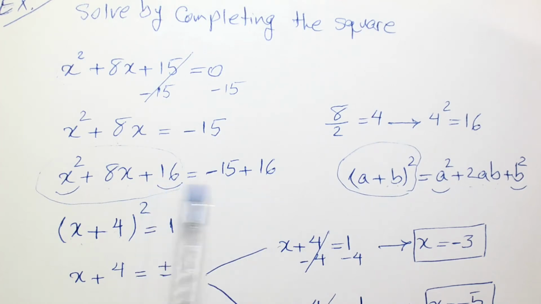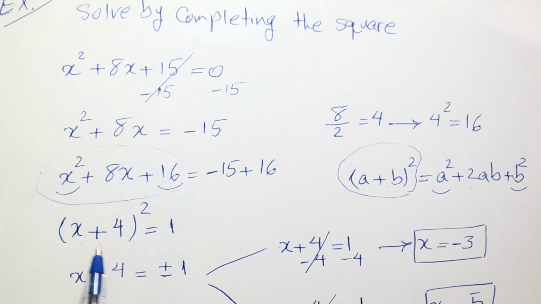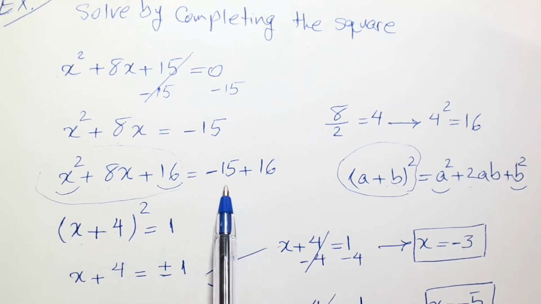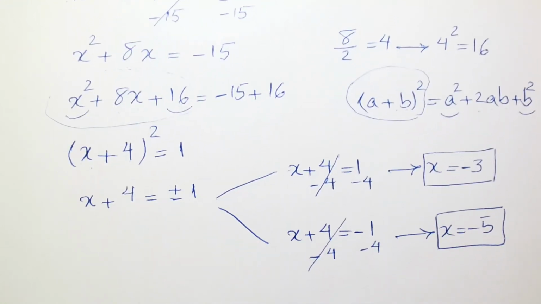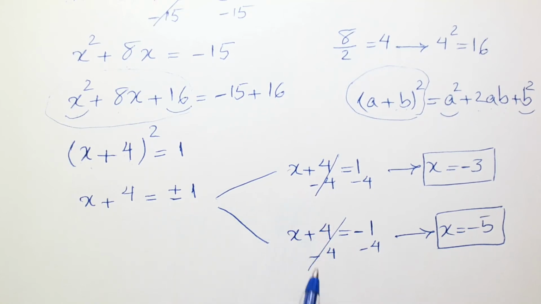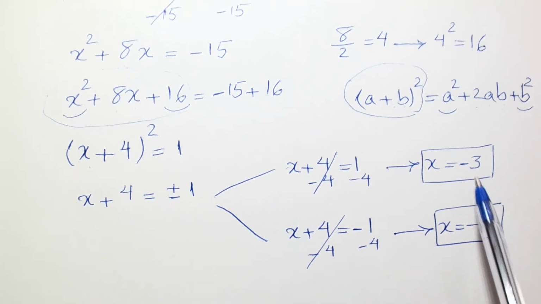Add that number to both sides of this equation. Then on the left side, using the formula, x squared plus 8x plus 16 is the same as (x plus 4) squared. On the right side, negative 15 plus 16 is 1. Now we take a square root from both sides of this equation. We have x plus 4 equals plus or minus 1. That means we have two simple linear equations. Solving those two, I will have two solutions of this equation.